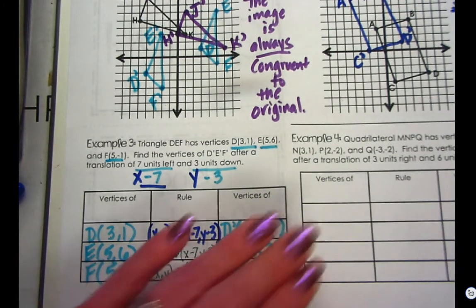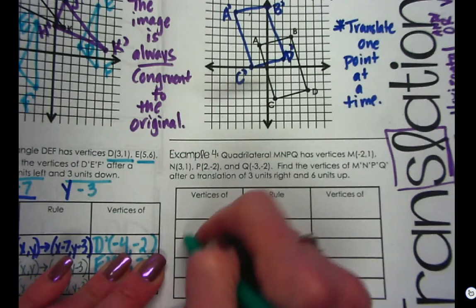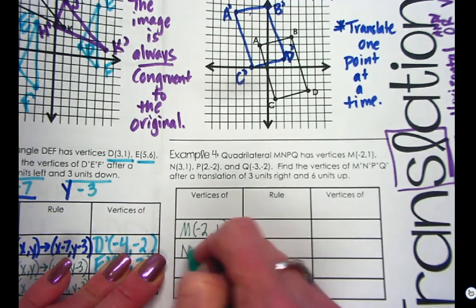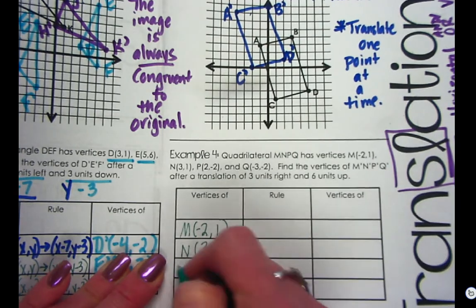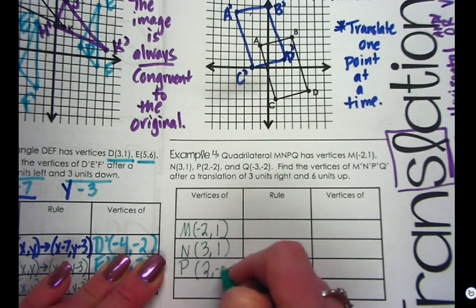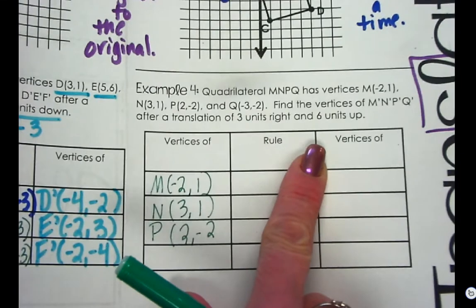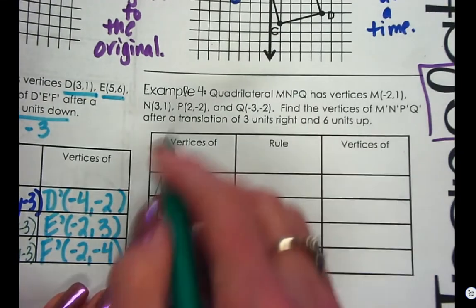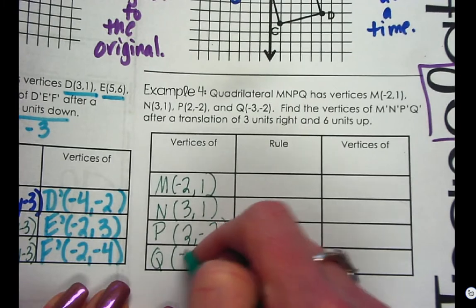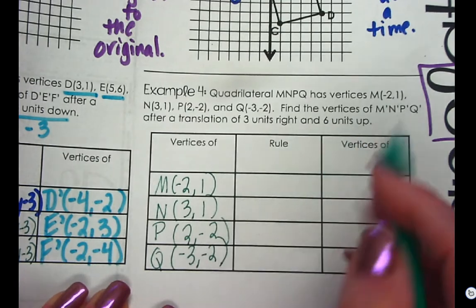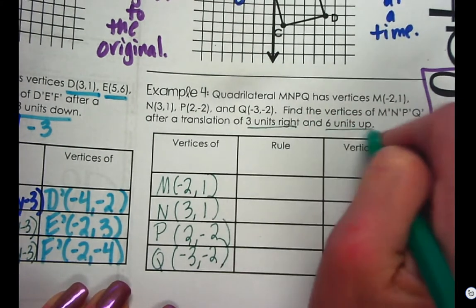So we're going to try the next one without graphing it. So let's go to example 4. You've got your original vertices here. M is negative 2, 1. N is 3, 1. P is 2, negative 2. And I'm just recording these coordinates here, the original. And then Q is negative 3, negative 2. And so what it tells us here is we're going 3 to the right and 6 down.